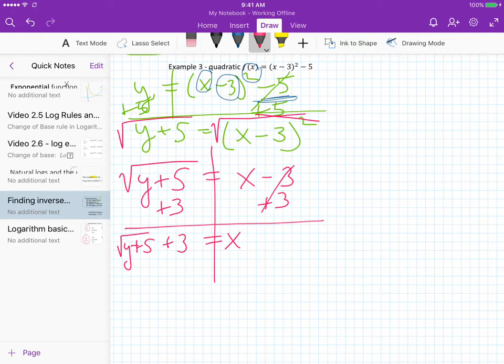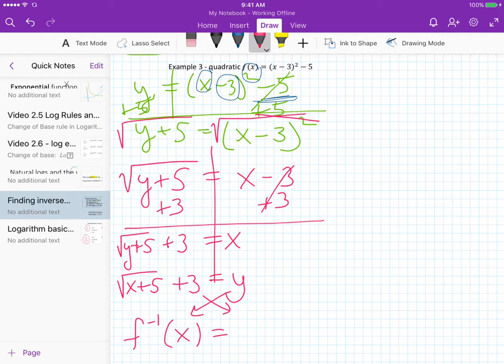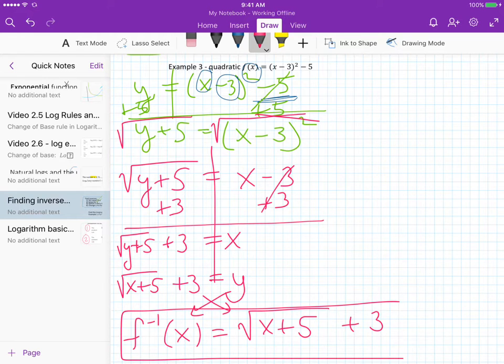Okay, I'm almost done. All I need to do now is switch x and y. So instead of x equals, y equals. And then I'm going to write it in inverse notation. I'm also going to switch the sides because I like to read it left to right. So the inverse of the original function is the square root of x plus 5 plus 3. Done.